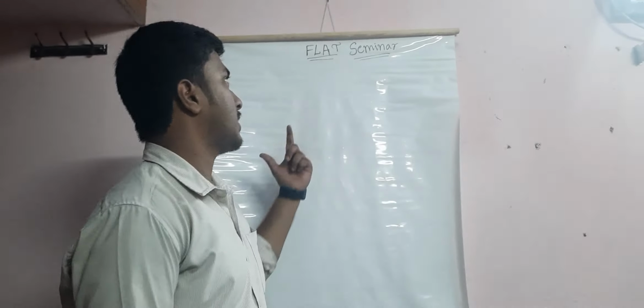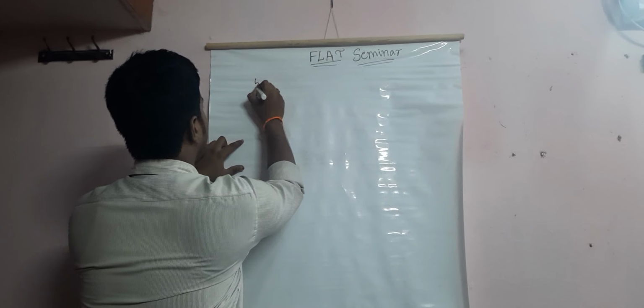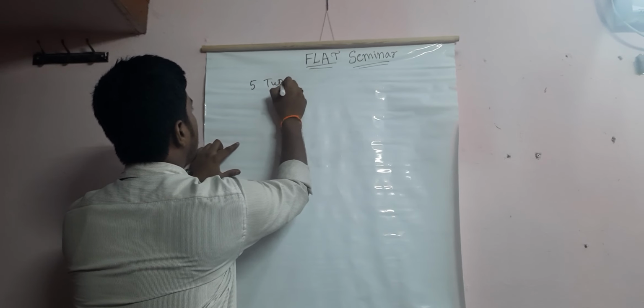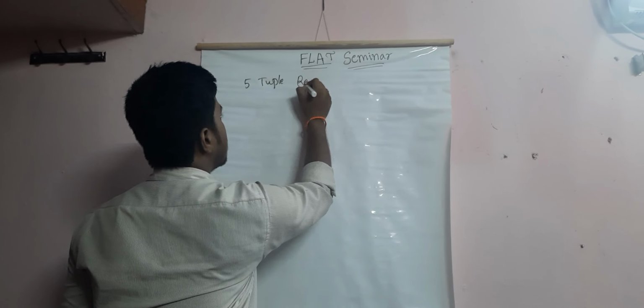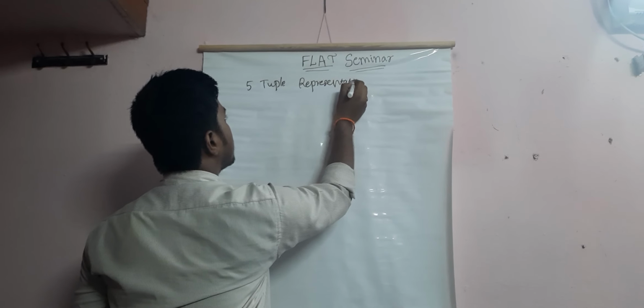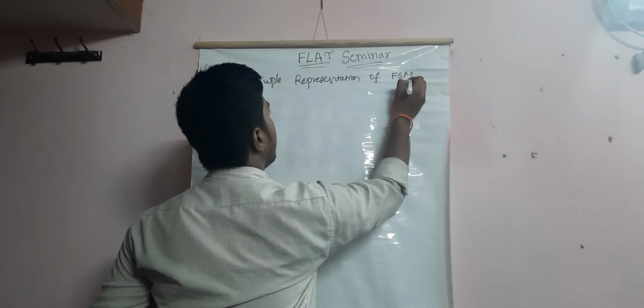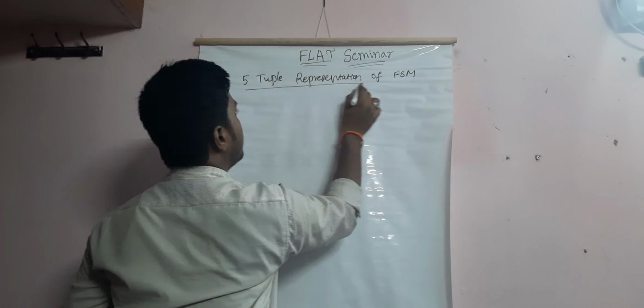Today I am going to discuss a seminar topic from the subject FLAT, Formal Languages and Automata Theory, and I have chosen the topic 5-tuple representation of finite state machine. So the topic name is 5-tuple representation of finite state machine. We can write it in short as FSM.